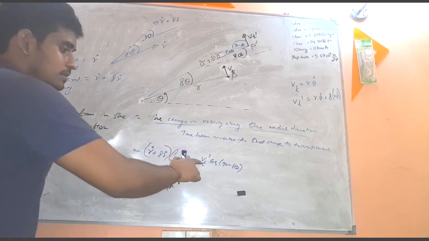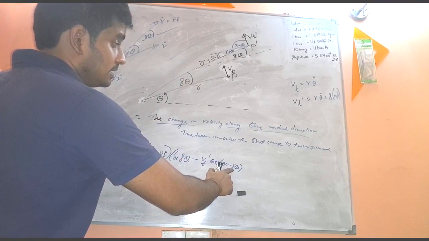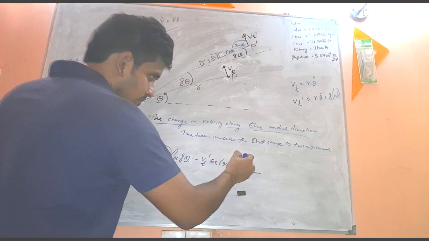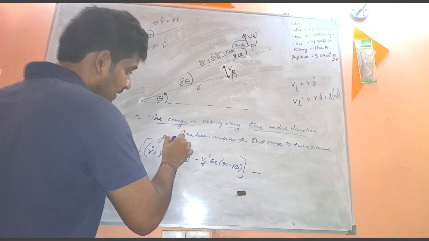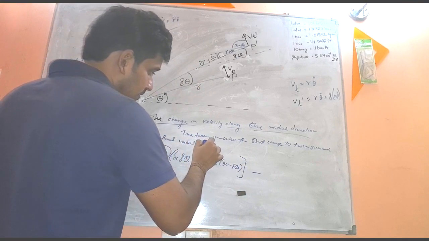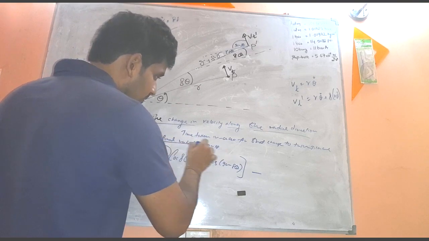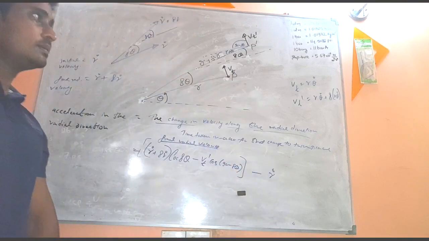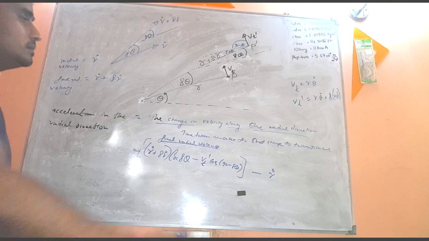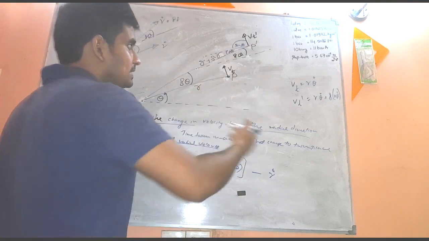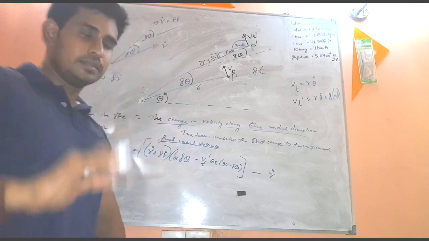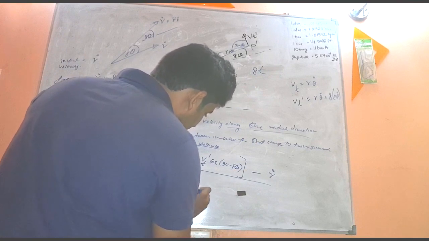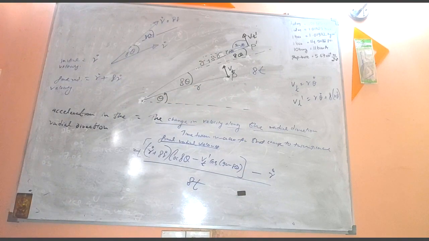It is Vt dash cos(90 minus delta theta). Actually, this is the final radial velocity, right? What is the initial radial velocity? That is r dot. And this change happens within a time period of delta t, so this is divided by delta t. So you got it, right?